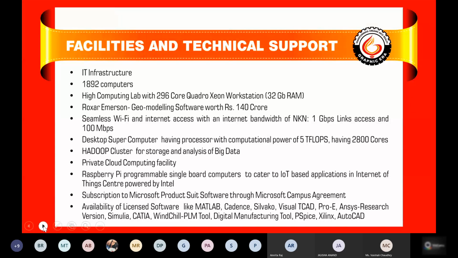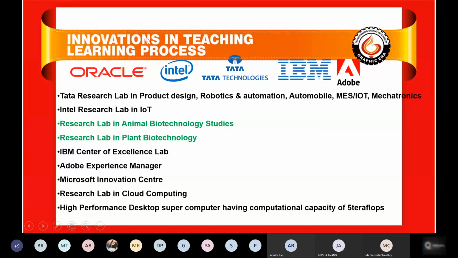Okay, this is showing the innovations in the teaching learning process, and I've highlighted in green where I'm showing the research lab in animal biotechnology studies and plant biotechnology. Likewise, we have a Tata Research Lab in our university, then Intel Research Lab in IoT, then IBM Center, Adobe Experience, Microsoft Innovation, Cloud Computing, etc. So these are the different labs in our university, which gives you an idea or a hint. You should not confine yourself to your department only.